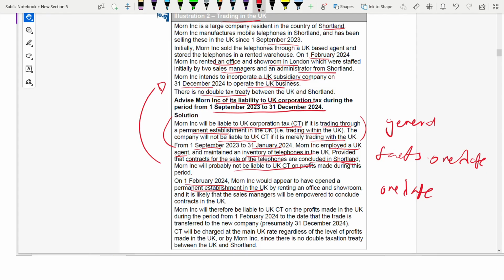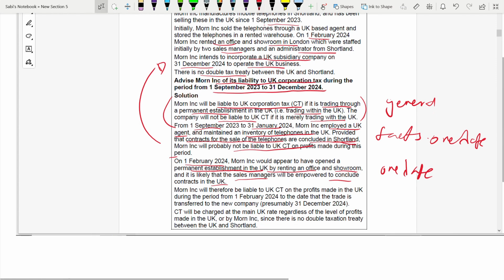So it has to be in a different paragraph. There's a separation of line. Can you see this? From the first of February, they have opened a permanent establishment. How have they opened it? By renting an office and a showroom in the UK, and also the sales manager will likely be empowered to conclude contracts in the UK. So now they will be liable to UK corporation tax from this date onwards to the date the trade is transferred to the new company. That means this date.